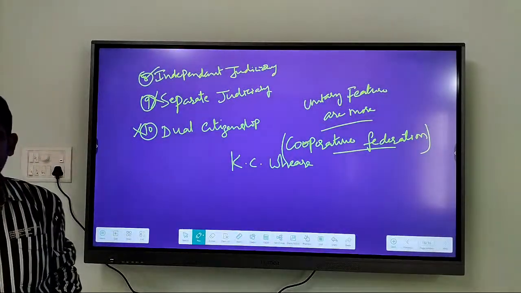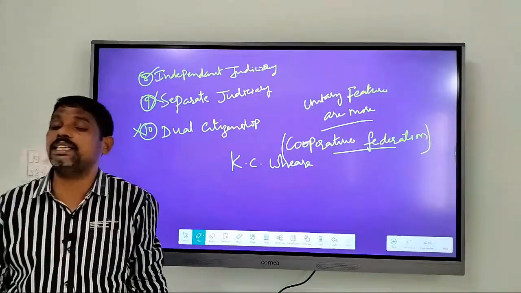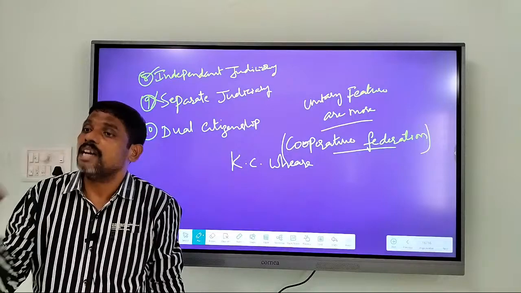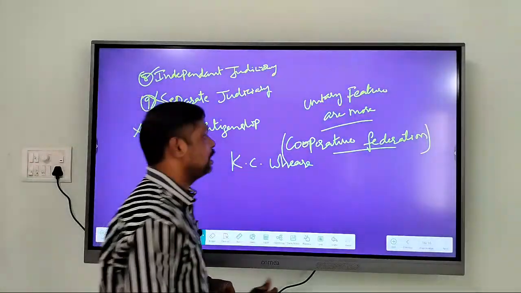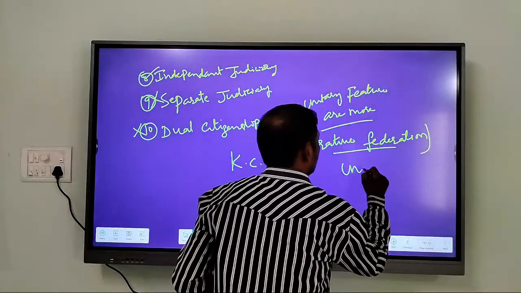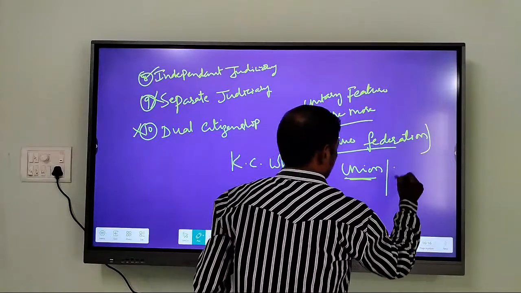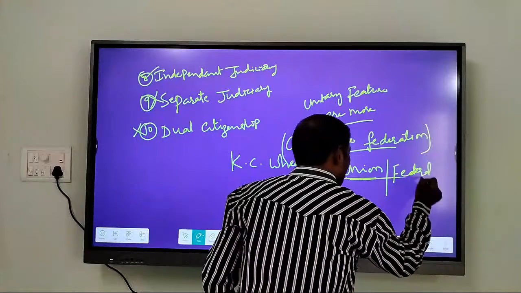So let us talk about Article 1. Article 1 of the Indian Constitution describes India as a union with federal features. That means the framers of the Indian Constitution provided a union with federal features. There are reasons for this.